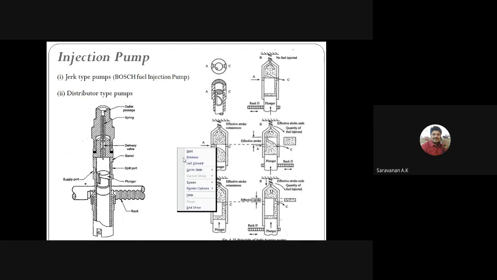Here we have a plunger, right? The plunger movement will be in this direction, that is the upward and downward direction. The plunger moves, right? This plunger movement will be controlled by some rack, right? The rack will move in this direction.